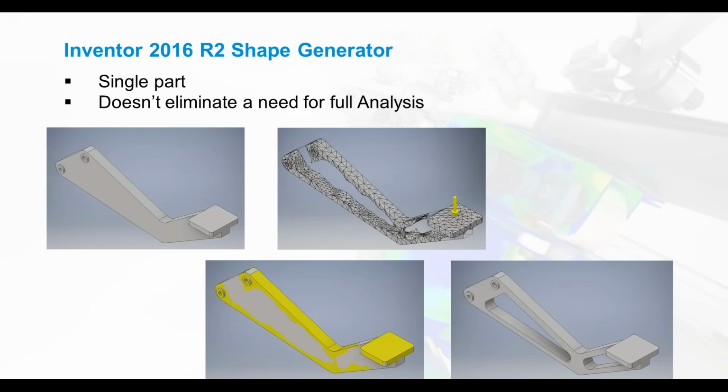Basically, this is for just a single part file. It's not for an assembly, so you'd just be doing this on a regular part. And I can't stress enough that it doesn't eliminate the need for a full analysis. So if you do this, yes, it's removed some material there, but I highly stress that you have to go back and do another structural analysis of it to make sure it still functions the way you want it to. All right, let's go to the next slide.